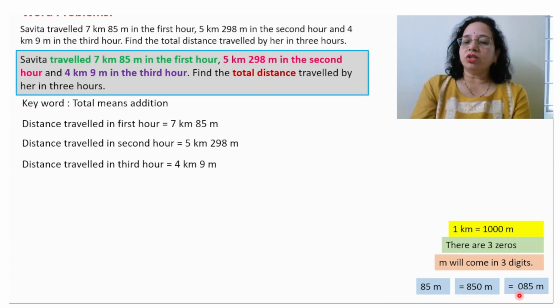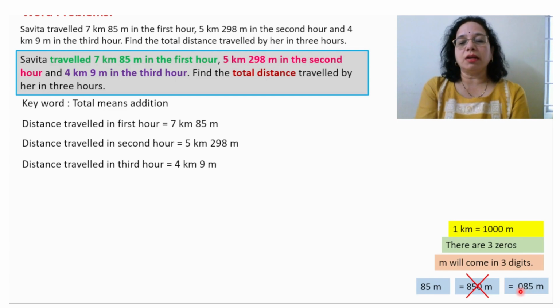Now use your logic here. 850 or 85. We don't have to change the value, but this will become a greater number. So this one is wrong. So 85 meter is equal to 085 meter. So whenever we need to convert into 3 digits, we write 0 before the numbers.